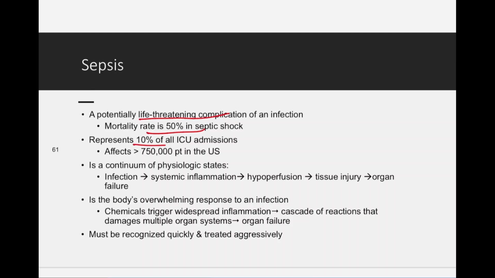Sepsis is a continuum of physiologic states. So first you get an infection. It's localized, and you have an abscess on your hand, whatever. Then it can become systemic, where those cells get into the bloodstream and start going to the body. So now we have a systemic inflammation. After that, when you're not treating these people and they're still getting worse and worse from this infection, eventually you get hypoperfusion.